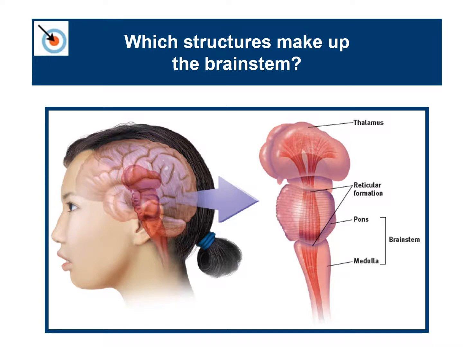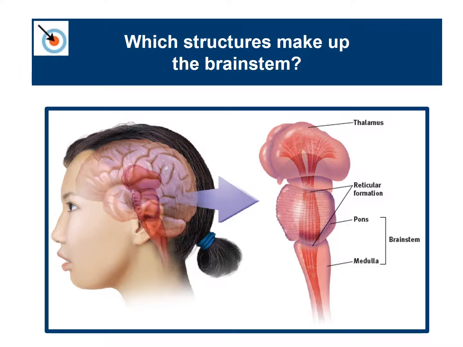We're going to start off with what structures make up the brainstem, and we're going to work our way through different sections of the brain. So we have the brainstem and the limbic system as the first parts of the lesson. So what structures make up the brainstem? And I've included this diagram in your lesson notes.